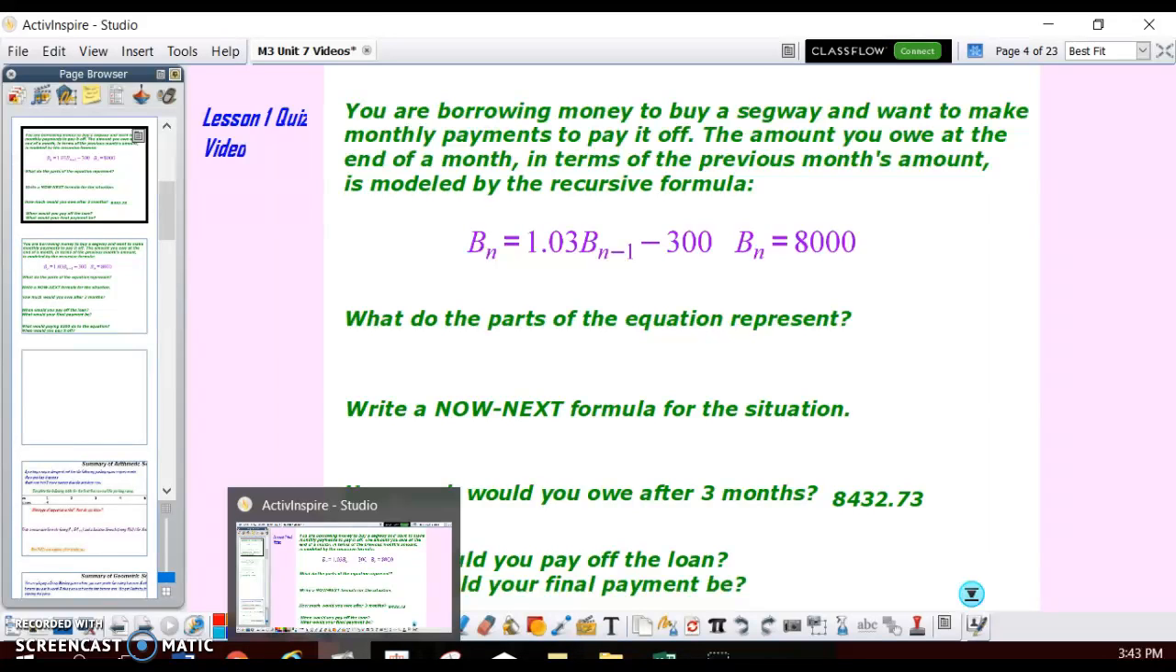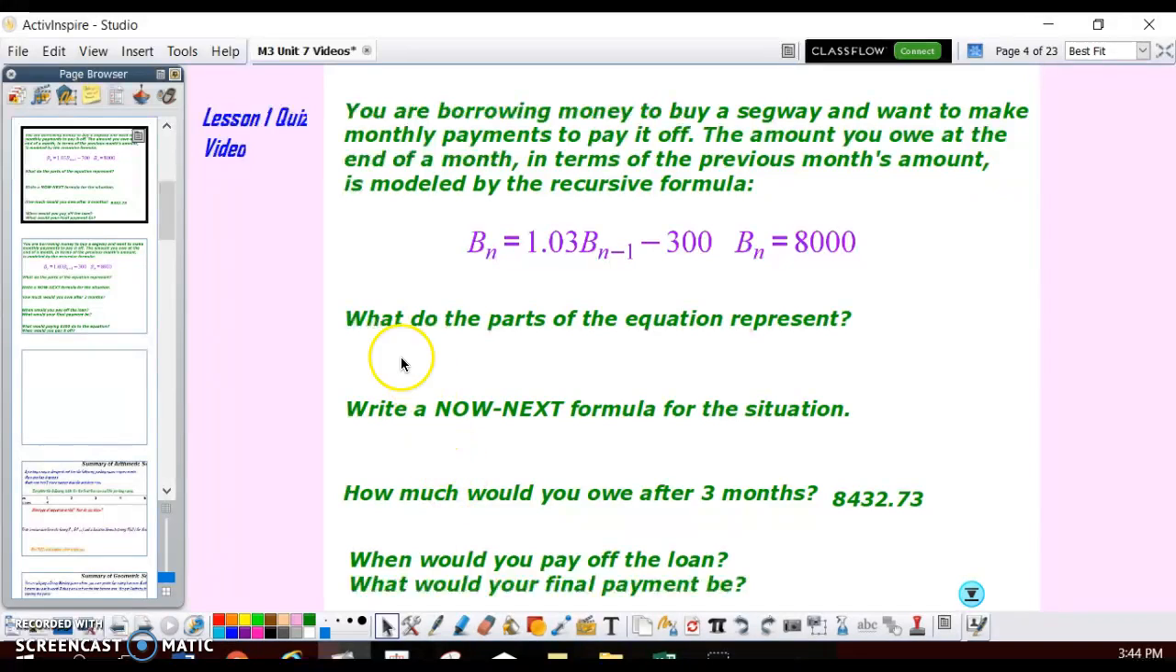You're borrowing money to buy a Segway and want to make monthly payments to pay it off. The amount you owe at the end of the month in terms of the previous month's amount is modeled by this recursive formula. So it asks, what do the parts of the equation represent?